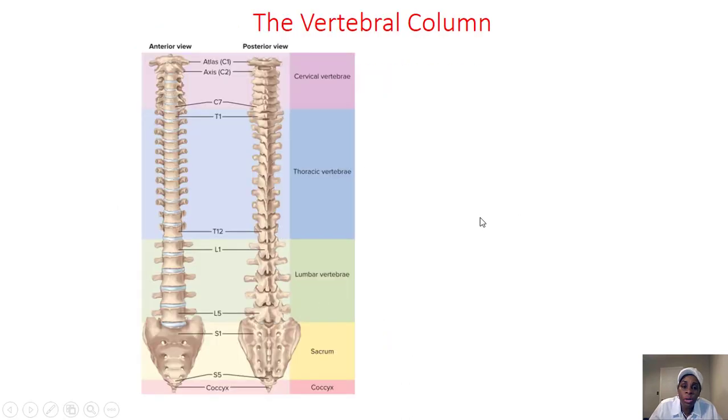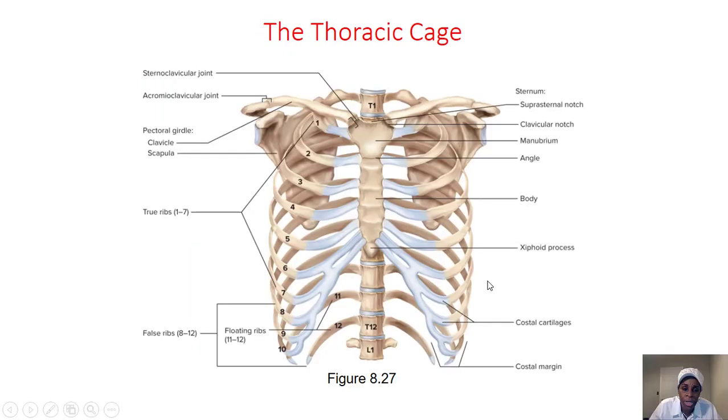So just to show the vertebral column again, the cervical, thoracic, lumbar, and sacrum and coccyx. And we say the lumbar vertebrae are thicker, the bodies of the vertebrae are thicker. But think about it, the more you go down, the heavier your body becomes, so the bones will have to be thicker to protect you.